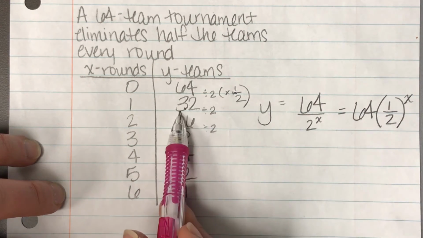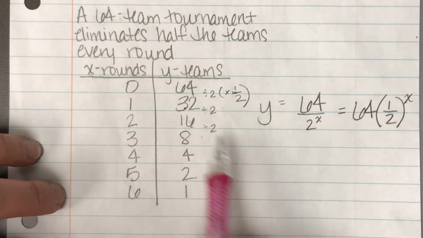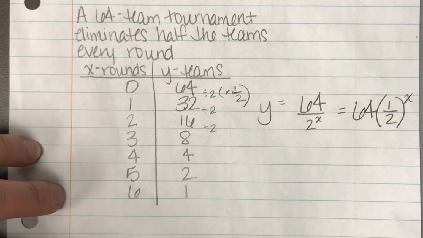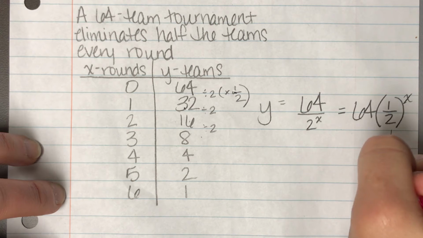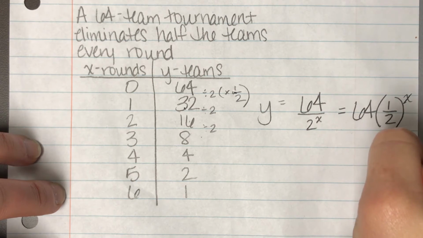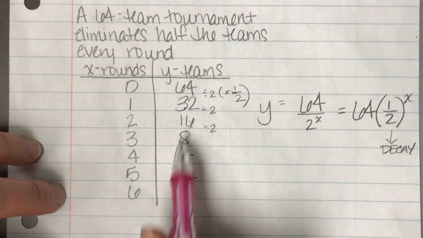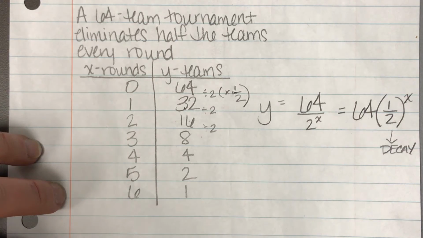Multiply by a half, cuts it in half. Multiply by a half again, multiply by a half again. Okay, so this is an example of actually a decay rate. Decay just because it's getting smaller as I go on, okay?